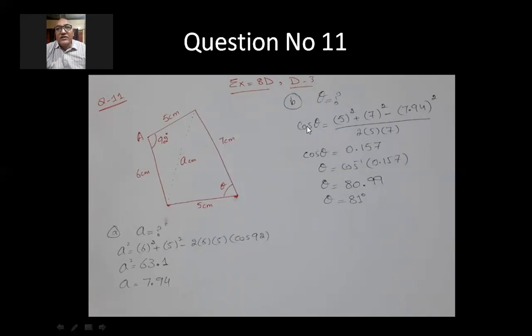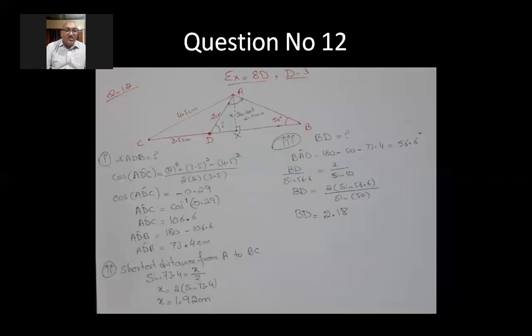So the formula will be, I will use the law of cosine, and cos theta will be equal to 5 square plus 7 square minus the side opposite, 7.94 square, divided by 2 divided by 5 divided by 7, equals, that will give you 0.157. Make theta alone, shift cos answer equals, so it will be 80.99. So the angle will be 81 degrees. So the angle theta will be 81 degrees. So this is how you will do question number 11.